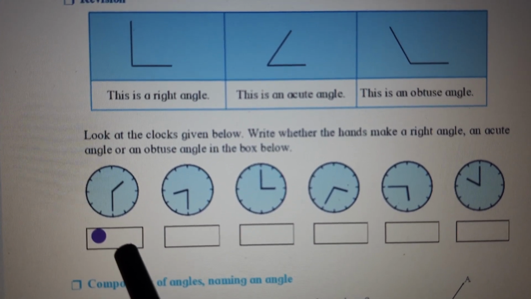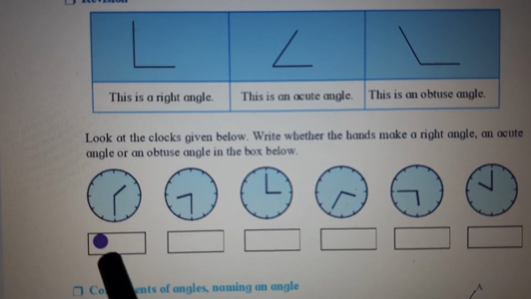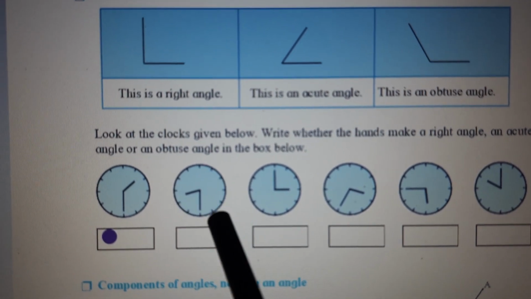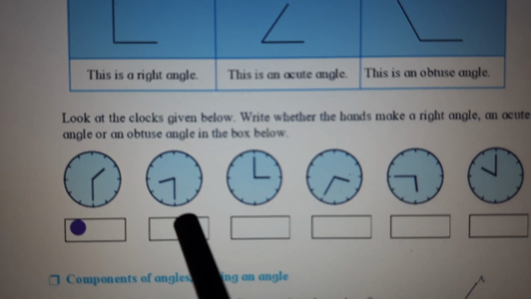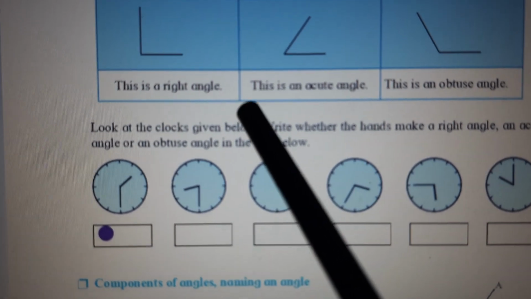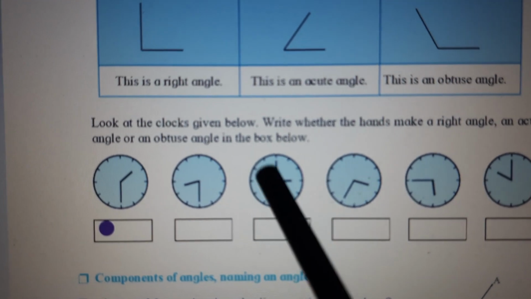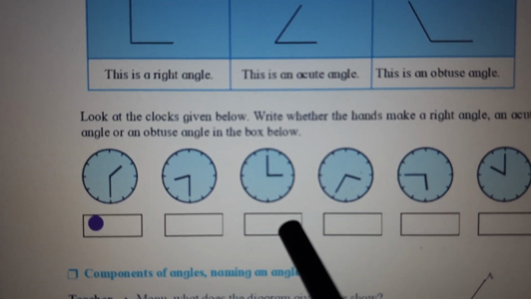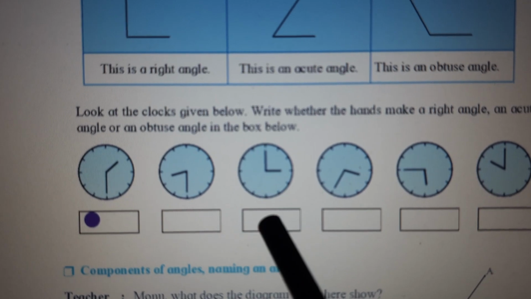This is more than 90, right? Yes. So obtuse angle. What about this arm? It is less than 90 degrees. So this will be acute angle. What about this one? Straight. The sleeping line, standing line, they are straight. So they are making 90 degrees. So it will be a right angle.